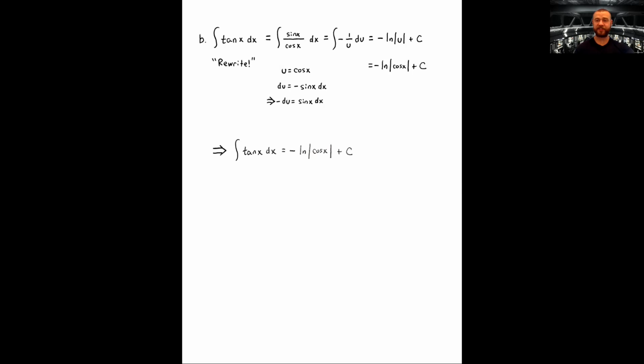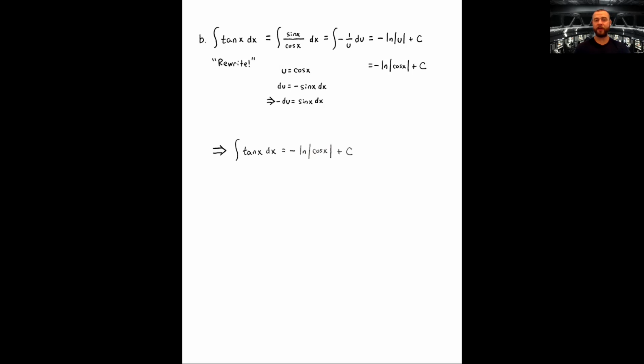If we rewrite tangent of x as that, now notice if we choose u as the denominator, u as cosine, the derivative of cosine contains a factor of sine of x, which is exactly what's a factor in the numerator of our integral, sine of x. So it looks like our substitution u as cosine of x will work. The differential du is negative sine of x dx. We have sine of x dx as a factor in our integral, but we're just missing that negative. So divide the negative over in the differential statement, and we get negative du equals sine of x dx.